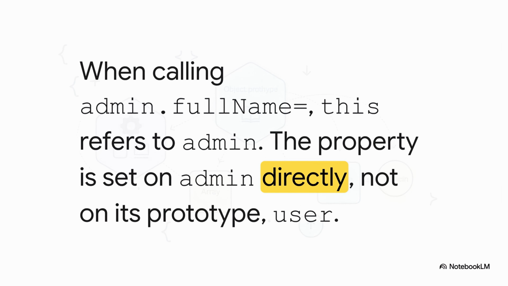Let's look at a quick example to make this crystal clear. Here, the fullName setter method is defined on the user prototype. But when we call admin.fullName, what's the object before the dot? It's admin. So inside that method, this is referring to admin. Any properties it sets will be set directly on the admin object, not on its user prototype.